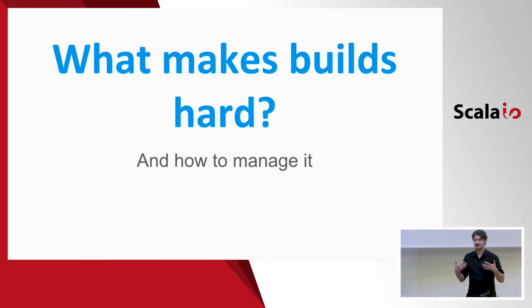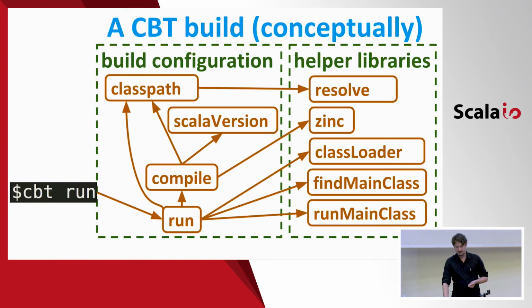But let's zoom out a little bit. Let's think about it conceptually. What makes builds hard? There are a number of things, but one very prominent thing is the graph structure involved. Let's look at it. So if you call CBT run, you invoke this method run, which will invoke the method compile, which will invoke the methods class path and Scala version. So you have this graph of tasks or settings depending on each other. And in CBT, it's all methods, so it's the same thing. And then these things can call out into hard functionality in the library.